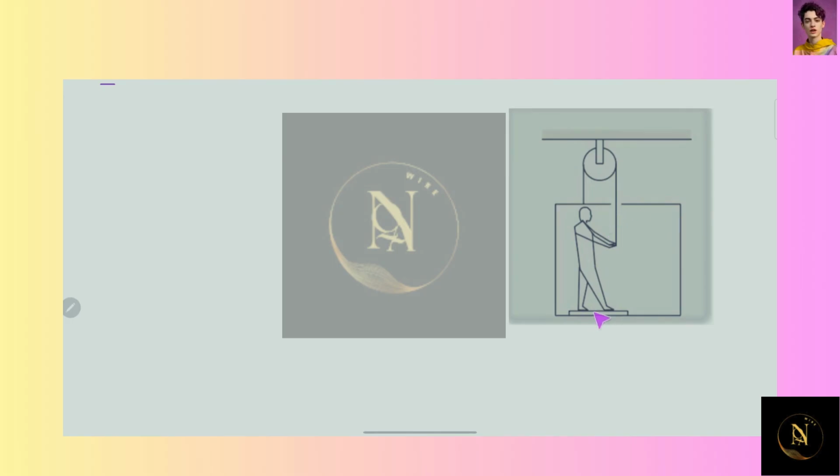In this question, we are given a man of mass 60 kg standing on a weighing machine. As you can see over here, this is a weighing machine over which the man is standing, and this weighing machine is placed inside a box. The man is holding one end of a rope, and the other end of the rope is connected with the box as shown in the figure.